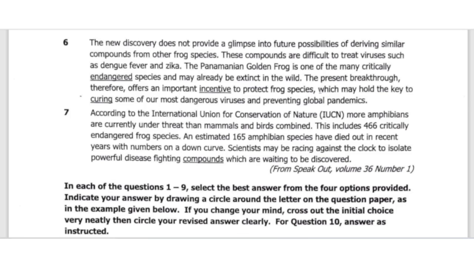IUCN, more amphibians are currently under threat than mammals and birds combined. This includes 466 critically endangered frog species. An estimated 165 amphibian species have died out in recent years, with numbers on a downward curve. Scientists may be racing against the clock to isolate powerful disease-fighting compounds which are waiting to be discovered.